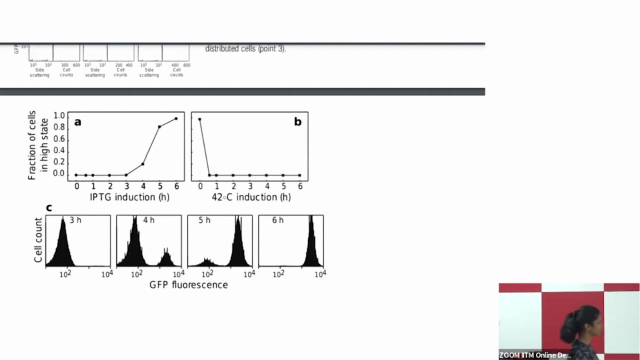So this is again showing over time how the same thing is happening with IPTG as the input, or with temperature pulse as the input. And here also they show that gradually the population of cells changes, and by 7 hours or so, the full toggle action is complete for the whole population of cells.